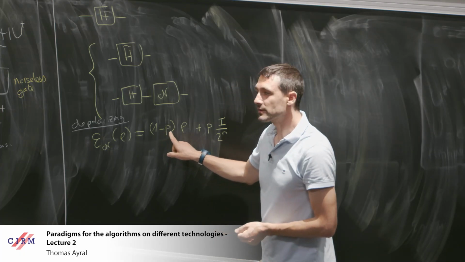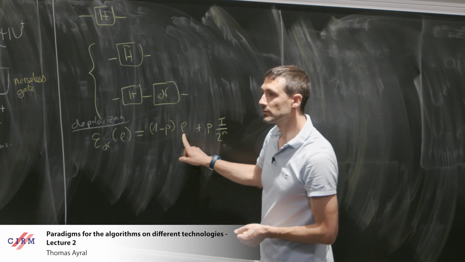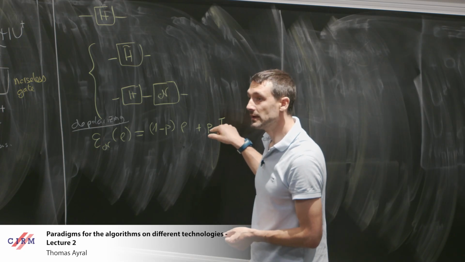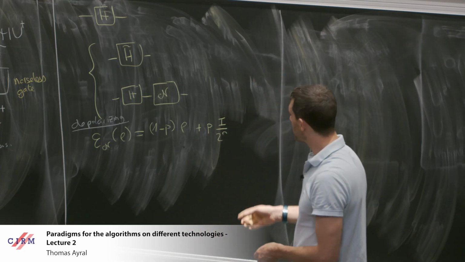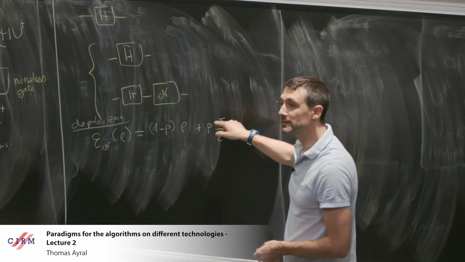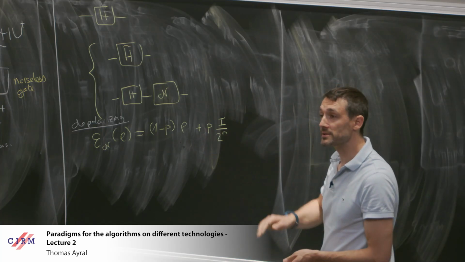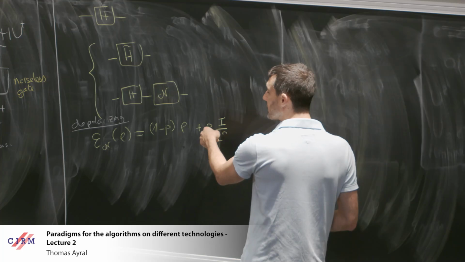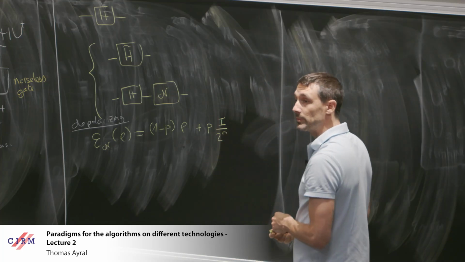One minus p of the time you do nothing to your state, and p of the time you turn it into an identity matrix. And it turns out that the density matrix corresponding to identity is essentially the state where you have no information at all. So essentially, this depolarizing channel erases all the information with probability p.